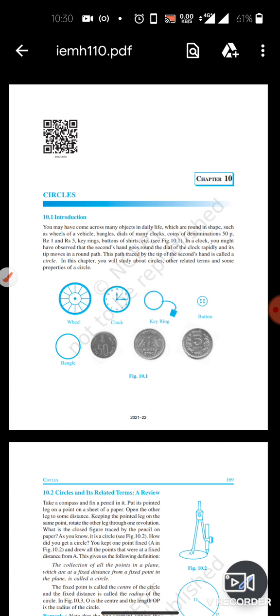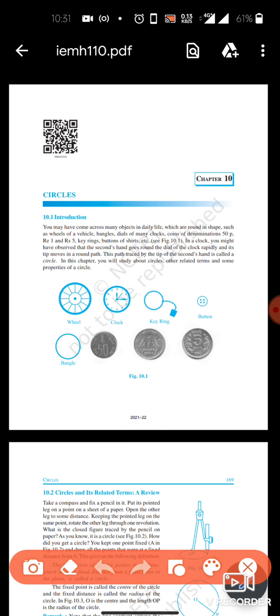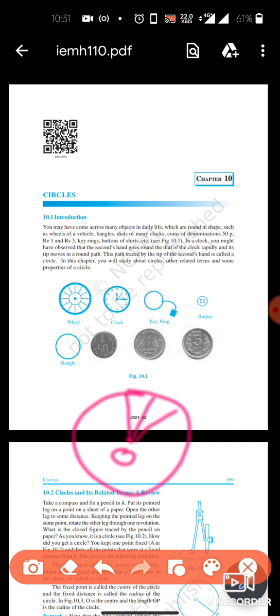The collection of all points in a plane which are at a fixed distance from a fixed point is called a circle. This is all the collection of points in a plane which are at a fixed distance from a fixed point. Suppose this O is the fixed point, and from this the distance is fixed. This is your fixed distance.